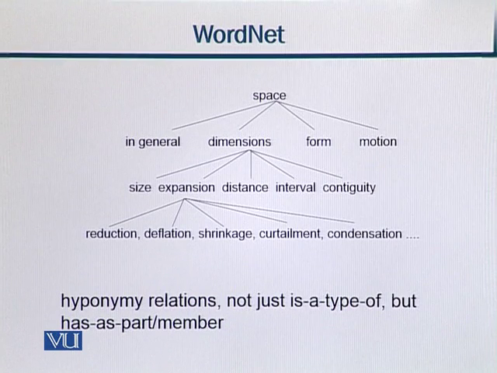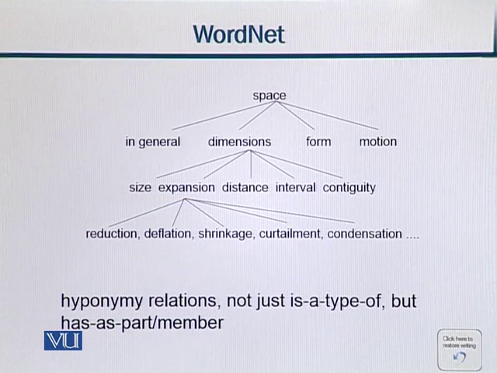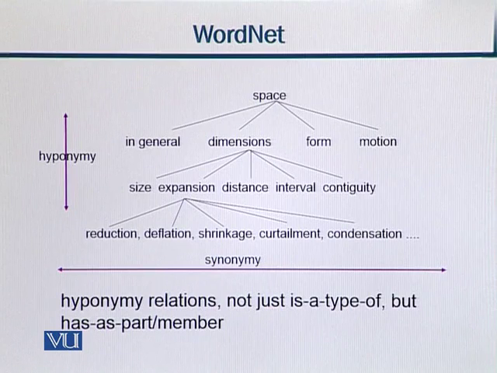I have taken an example of space. Space has dimensions. In the dimensions we have size, expansion, distance, interval, and so on. And if I talk about expansion, this expansion has reduction, deflation, shrinkage, and so on. For presenting this information, on the horizontal axis we have synonyms, which means information having the same meaning, and on the vertical side we have hyponyms.